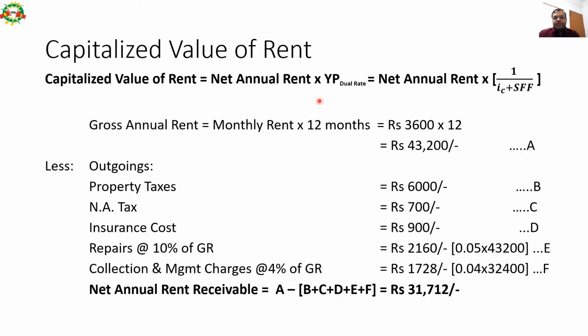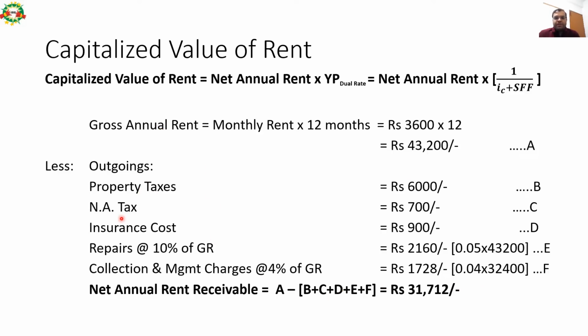The capitalized value of the building, the second part of the valuation, is net annual rent into year purchase dual rate. We have already calculated. In case a recoupment rate has been given, we have to consider dual rate. So annual gross rent is monthly rent into 12 months, which is 43,200 rupees, as we have calculated in the last question. Likewise, we will calculate the net annual receivable rent in this question also. So gross annual rent minus outgoings.